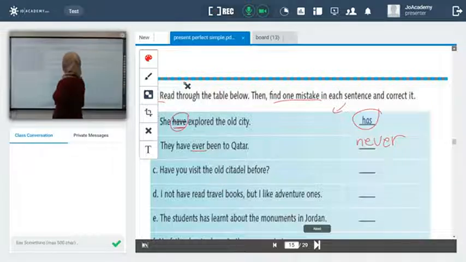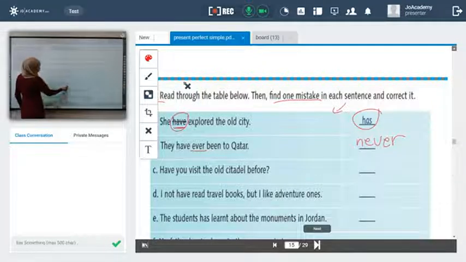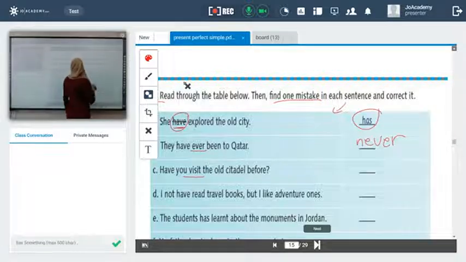What about C? Have you visited the old citadel before? Where is the mistake? It is visit. Have you? What is the verb form in present perfect simple? Is it verb 1, 2, or 3? Simple present, simple past, or past participle? Very good. It is past participle, so have you visited?